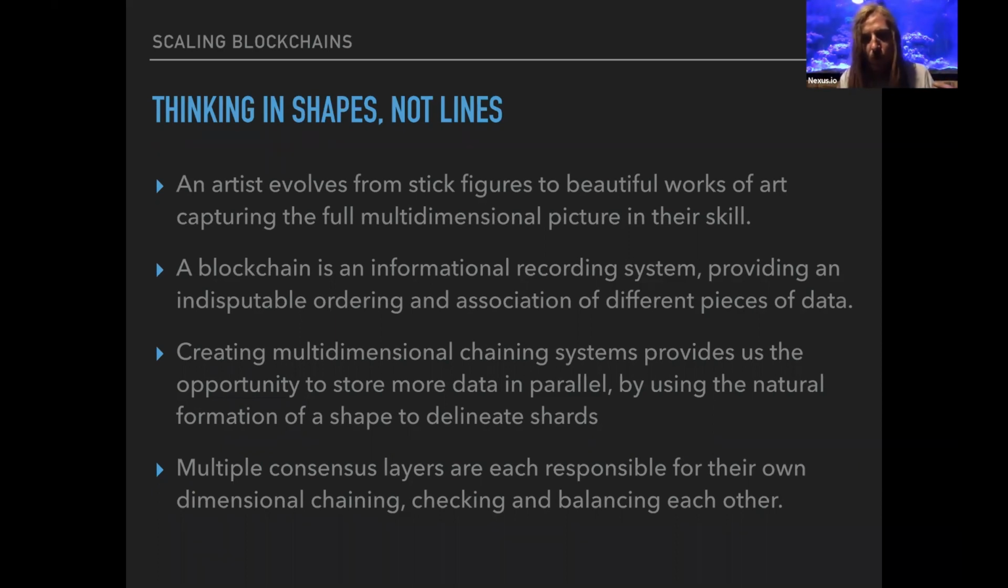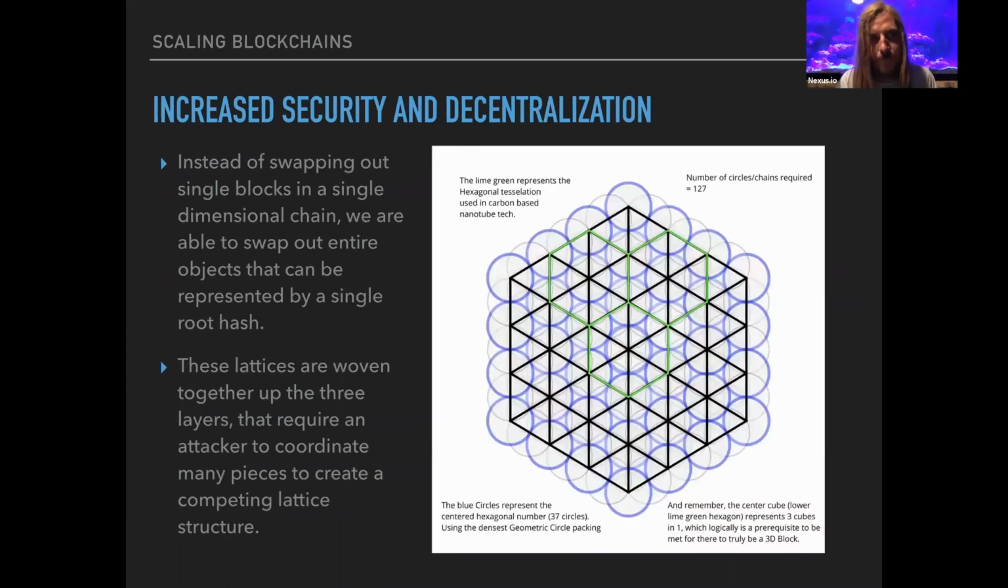So multiple consensus layers are also responsible for their own dimensional chaining, as I was saying, checking and balancing each other. So we have the L1 layer moving shards, chaining in this direction, okay, and then passing the hashes over. And then we have the L2 layer that's helping create the cross-link hashes, okay? And that's combining these together, so they're adding that on top. And then the L2 is also going to receive these hashes from the mining shares on top, and it's going to weave that into the root cube, okay? So I'll get more into the details of the L1 and L2. So we ultimately get increased security and decentralization.